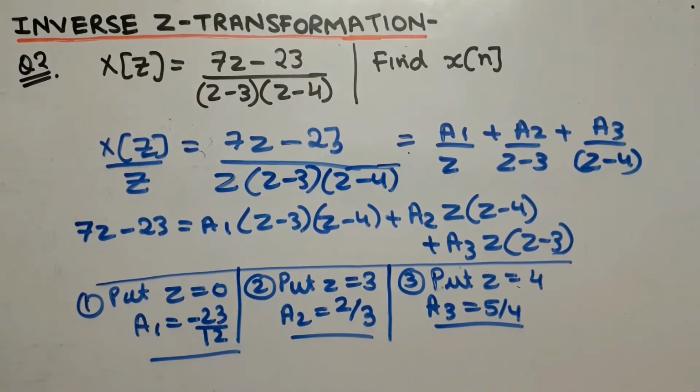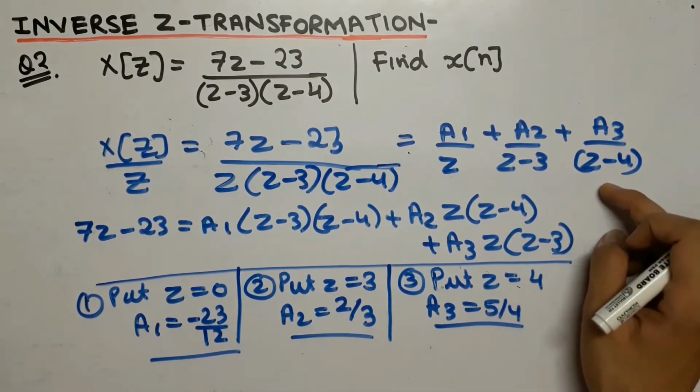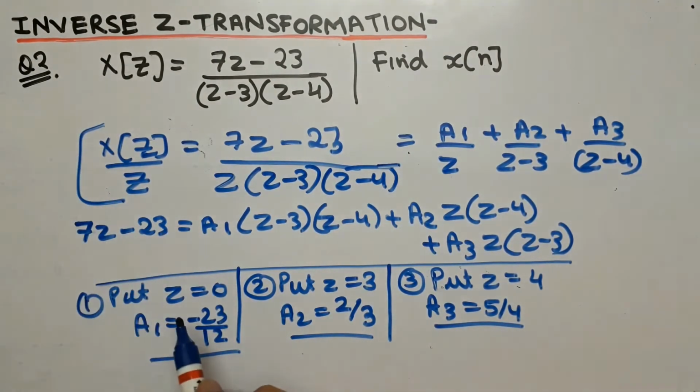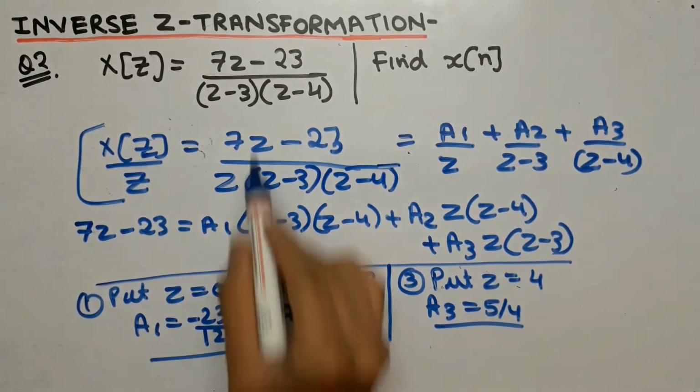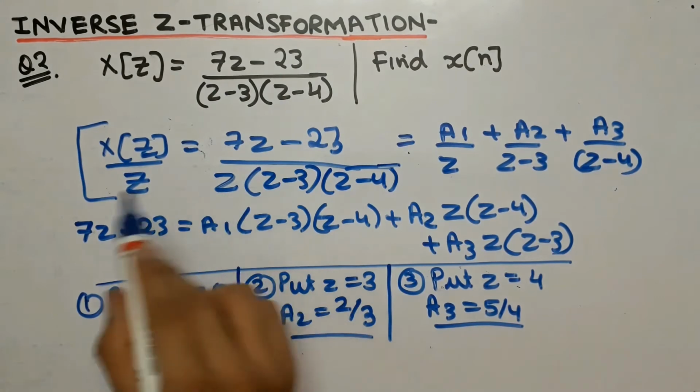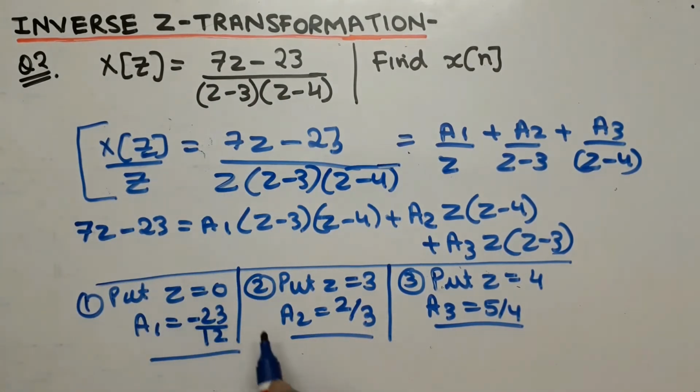Now guys, we are going to substitute these values of a1, a2 and a3 in this equation in order to find the value of x(n) by applying necessary inverse z transformation formulas. And guys, please remember this concept. That is, we have to put X(z) upon z even if z is not given in the numerator. As in this question, we were not given z in the numerator, so we had to divide on both the sides. So now we will proceed and find the value of x(n).